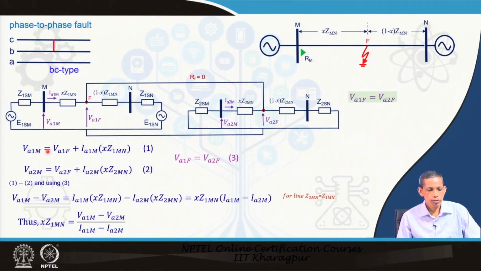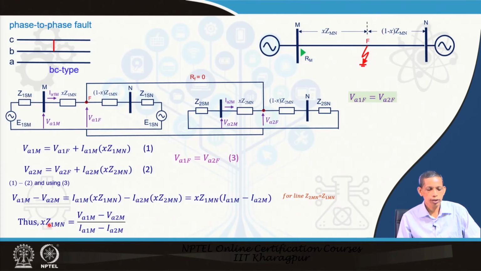So, if you subtract equation 2 from 1 and use these relations, Va1f minus Va2f cancels out. Therefore, we got Va1m minus Va2m equals I1m x Z1mn minus I2m x Z2mn. Now Z2mn equals Z1mn for a transmission line. So, we got x Z1mn common, times I1m minus I2m.